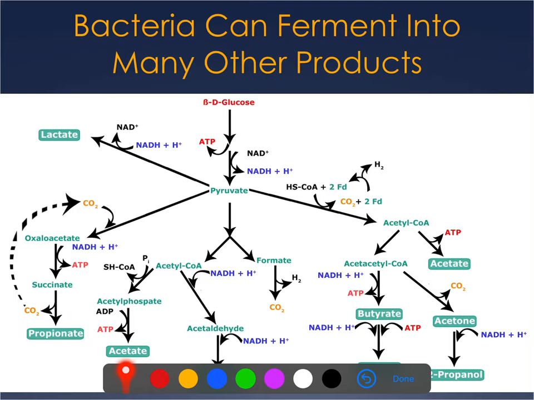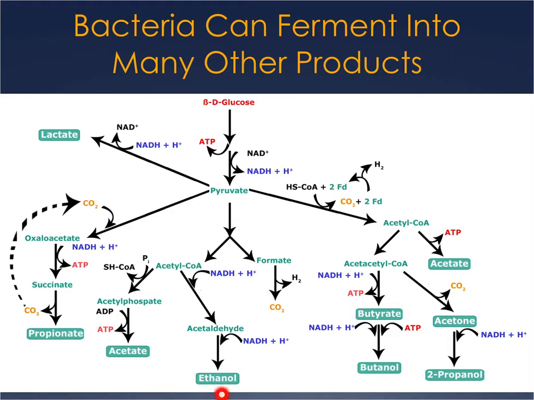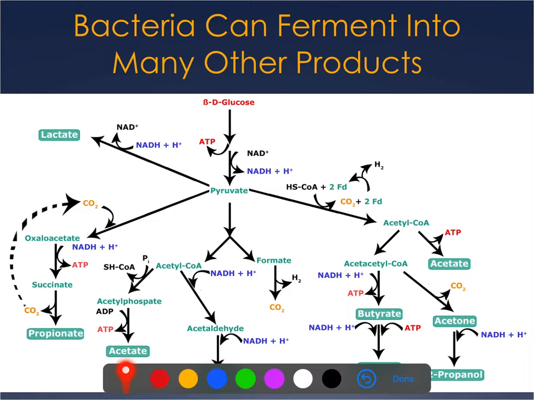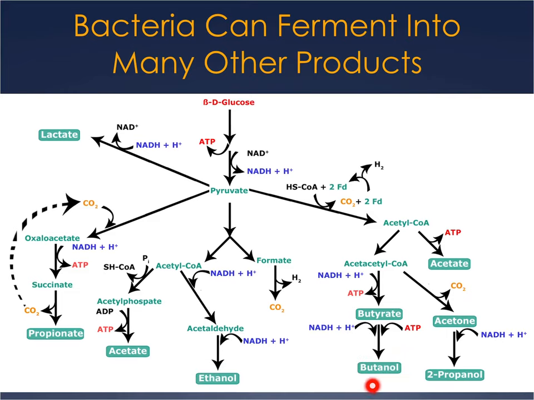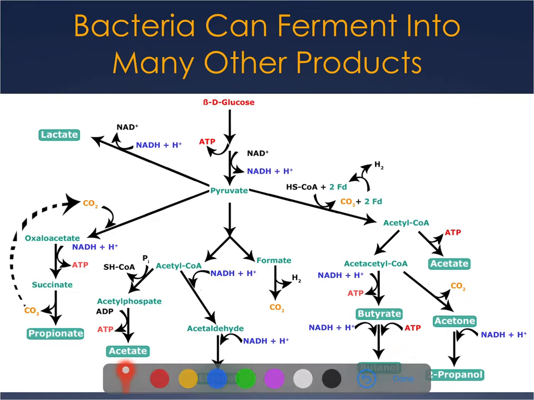Propionic acid is a product. This is actually the product that gives Swiss cheese its distinctive taste, and it's done by certain bacteria that are used in making Swiss cheese. So down here we have ethanol, obviously. N-propanol and butanol, these are used in various drug manufacturing and industrial processes, and this is only a small portion of the products that can be made by bacterial fermentation. So there's lots of different ones that can be made. The two main ones I want you to know are lactic acid or lactate and ethanol.